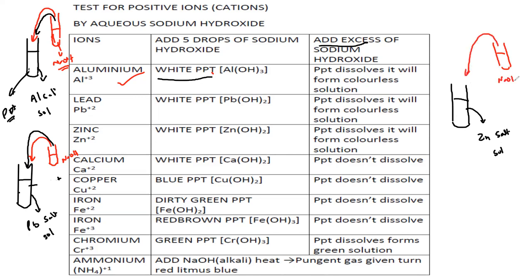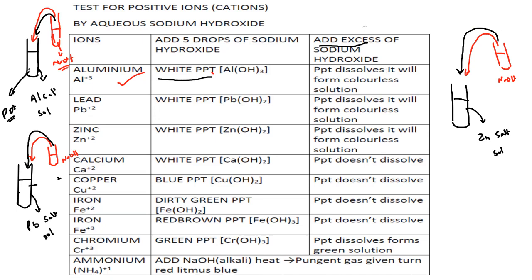So when we add sodium hydroxide first, what we'll observe is a white precipitate, or white solid, will form here. But when we add excess, the term excess means more than enough, like too much. So when we add an excess, what will we observe? We'll observe the precipitate dissolves and forms a colorless solution. Is it clear till this point?